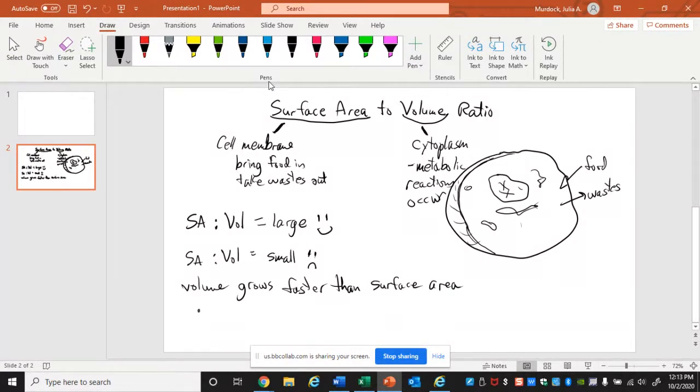So what that means is the larger the cell is, the smaller the surface area to volume ratio gets.